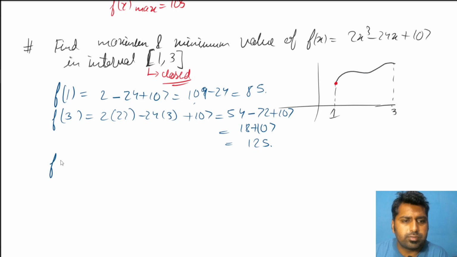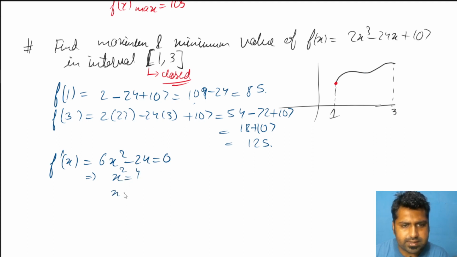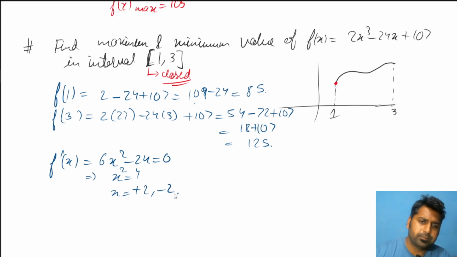So f dash x, let's do that. Now we are trying to maximize and minimize the function, so let's do the differentiation steps. Let's differentiate. So 6x square minus 24 equals 0. Okay, f dash x equal to 0. That's the first condition. Get the value of x. So x square is 4, x is again plus minus 2. So plus 2 and minus 2. So for both values we have to check.